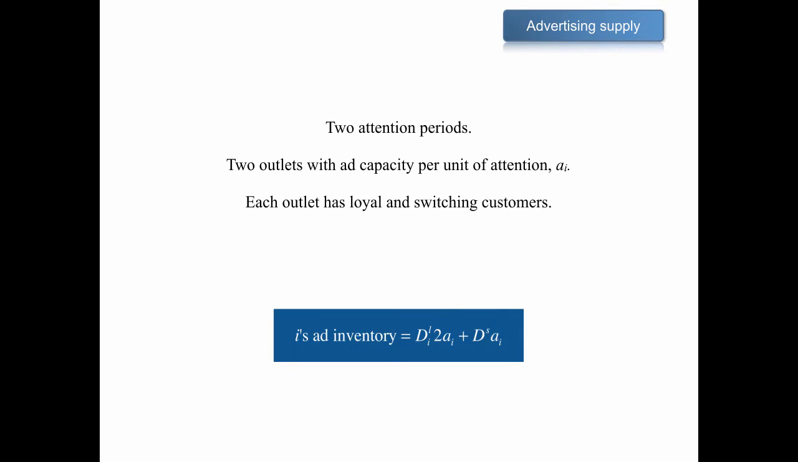The loyal customers stay with them throughout the 2 attention periods. The switching customers switch between outlets between these periods. What that means is that the total amount of ad inventory for outlet I will be the amount of their loyal customers for which they'll show 2 times AI impressions, plus the amount of switching customers, which they will get half of the switches in the morning and show them AI, and the other half in the afternoon and show them AI. So they get to show all of the switches, because they're by definition coming to them at some point, one time period of advertising.